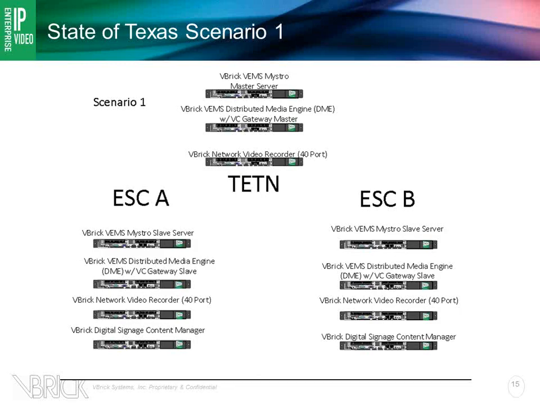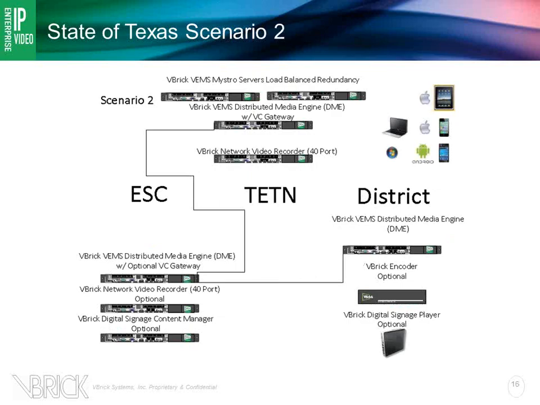But there are other models that we could go to that would start to give you some different options, where even if TETN had all of the centralized hardware, the ESCs would still have the option of either having a redundant VBrick server or not, and then even going out to a district level, being able to give them the ability to have some of that caching or that local content at store, if you will. Kind of show the digital signage option there as well. And even having local encoders at the districts that are being managed either by the ESC's VBrick Maestro server or by TETN's VBrick Maestro servers.